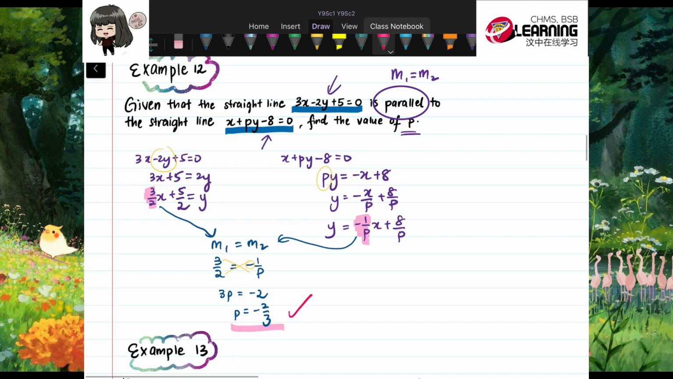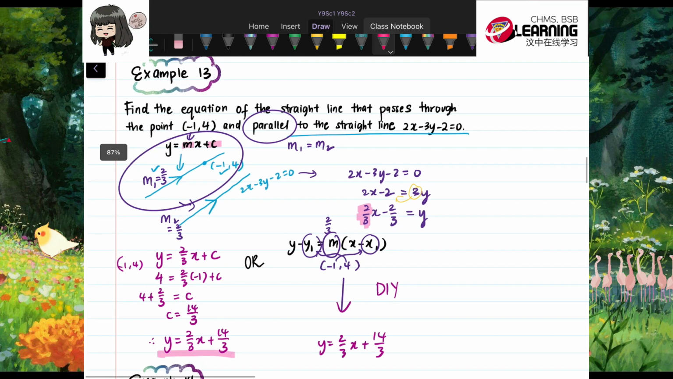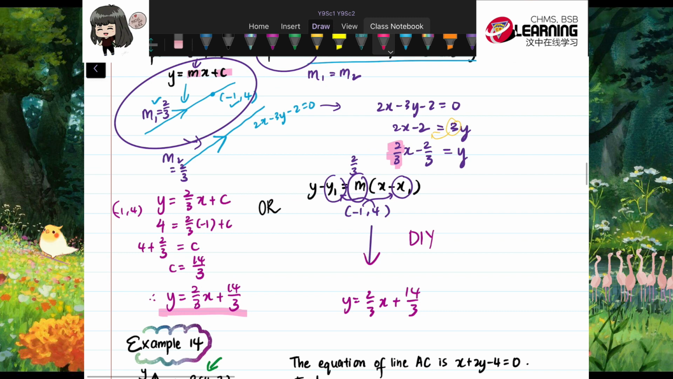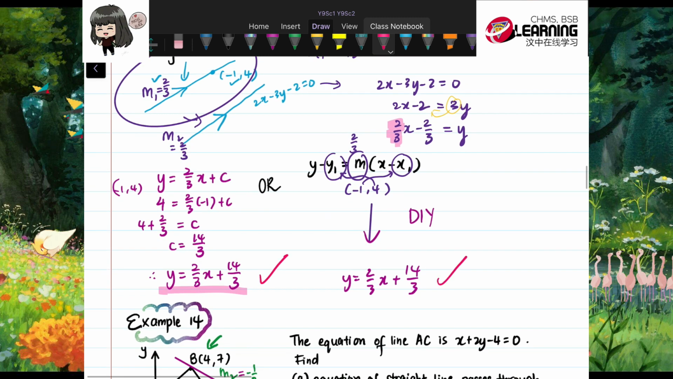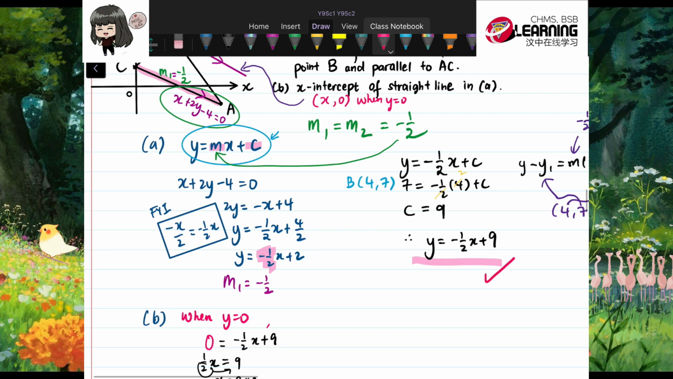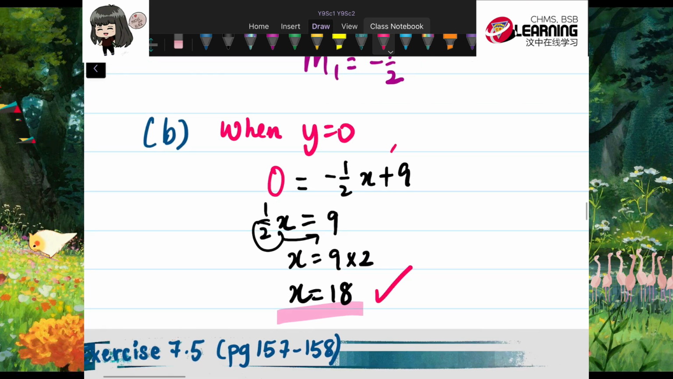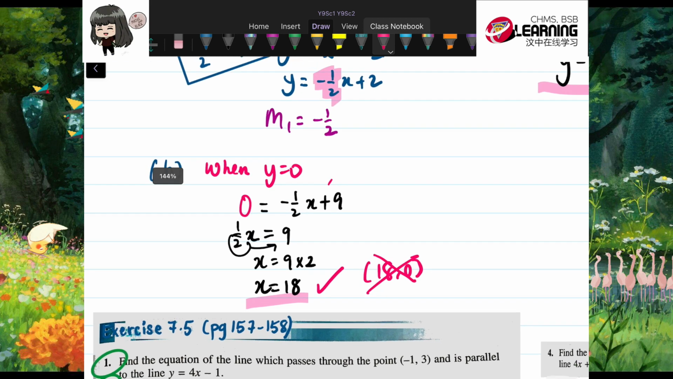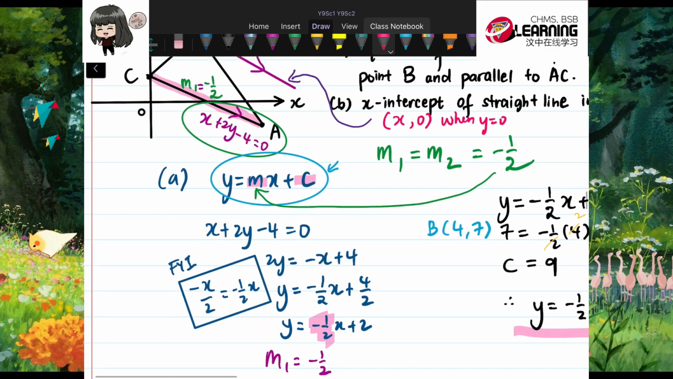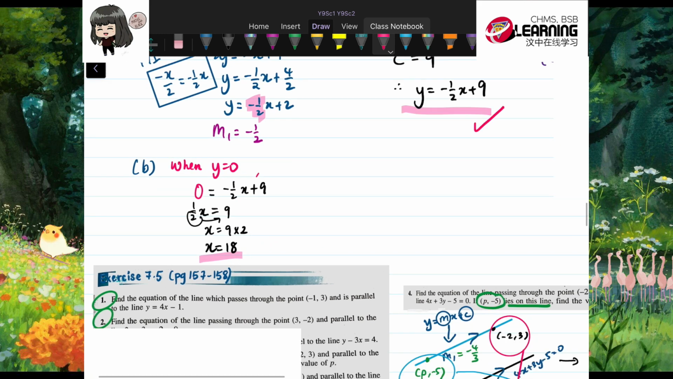Example 12, p is negative 2 over 3. Example 13, I see a lot of your DIY here is correct. Please take the equation. Example 14, y equals negative half x plus 9, and your x is 18. Okay, don't do this, because they are not asking for coordinates. They are asking for only the x-intercept. So leave it as x equals 18.